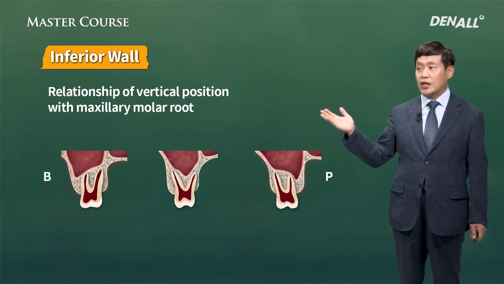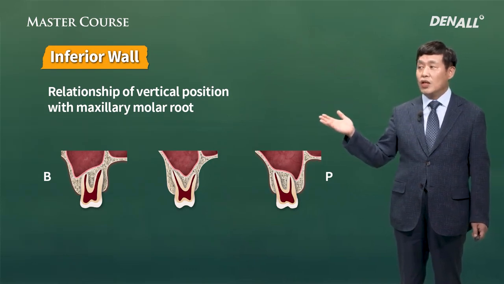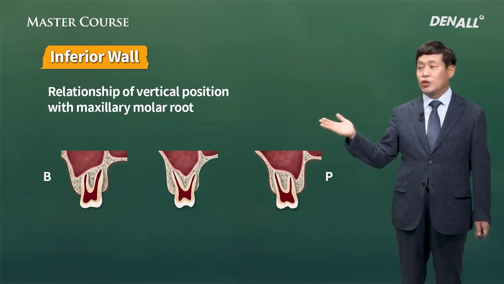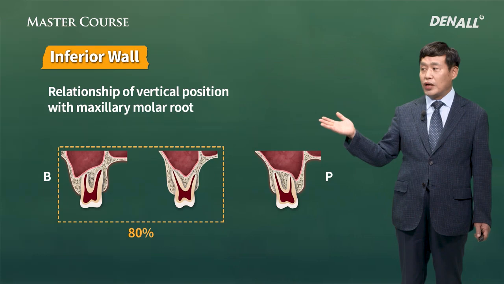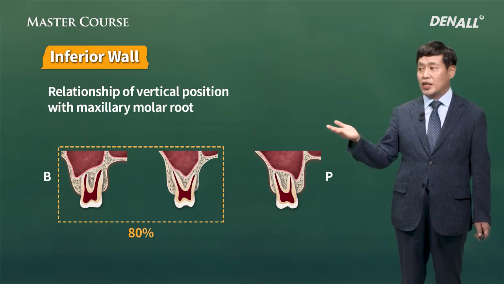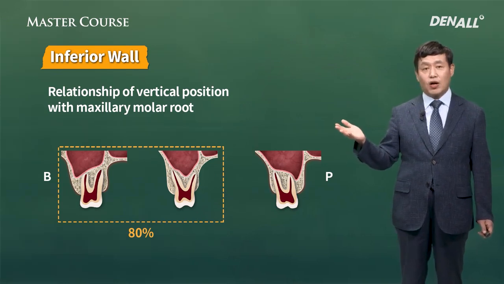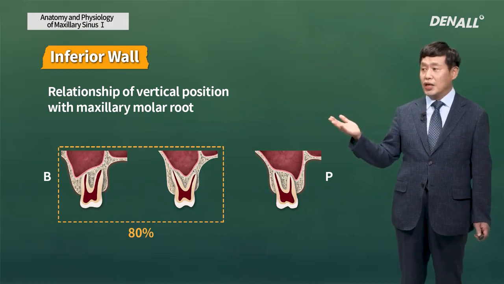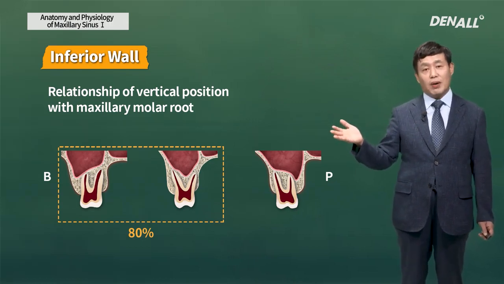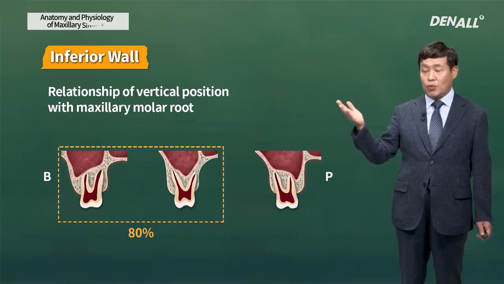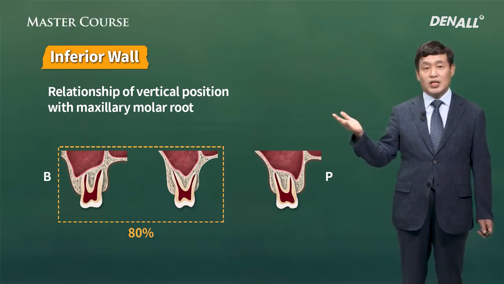Next, the relationship of horizontal position with the maxillary molar root. In general, in 80% of the cases, it is in the buccal side or in the middle. So the lowest part of the sinus floor is usually in the buccal side rather than the palatal side. Therefore, you do not have a lot of difficulties in accessing the sinus floor.